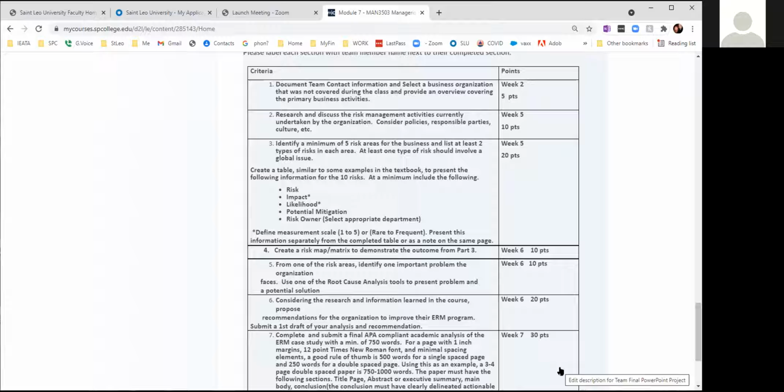And are we able to see an example, just to see how the graphs were incorporated within the paper itself? Yeah, because the graphs in the risk map are going to tell you really what areas you want to concentrate on.